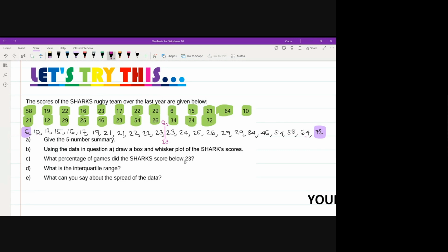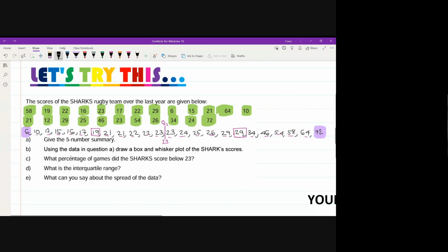So we need to find the half of this data on this side. If we count inwards, the middle number over here would be 19. And if we did the same on this side, the midpoint on this side would be 29.